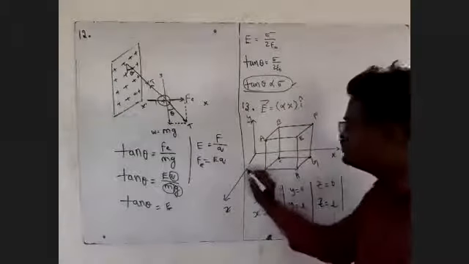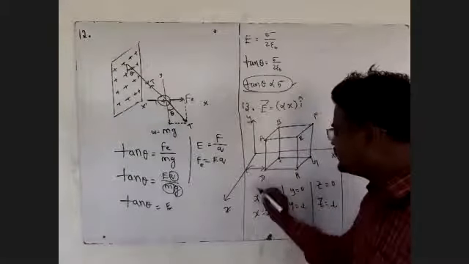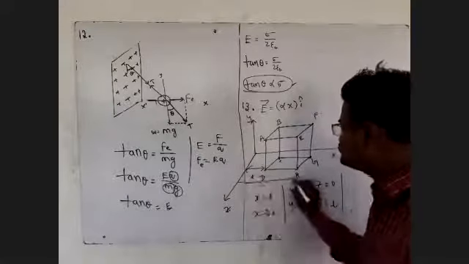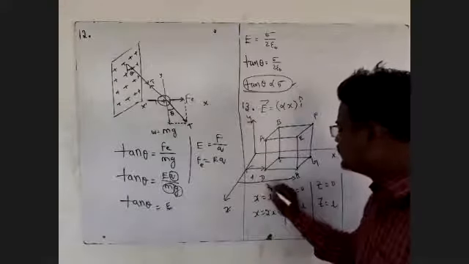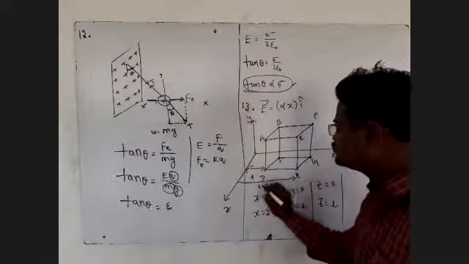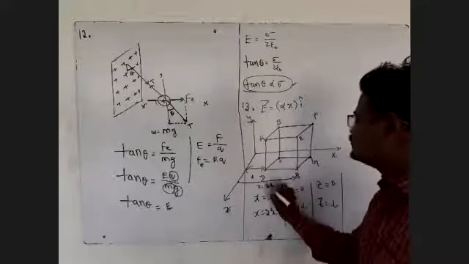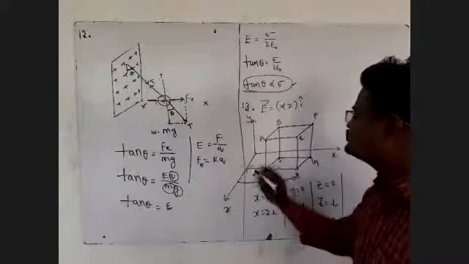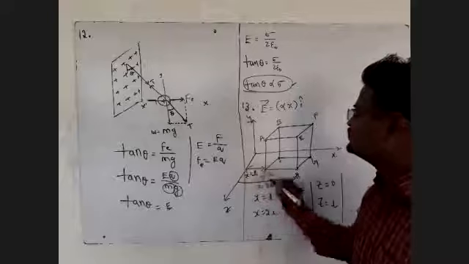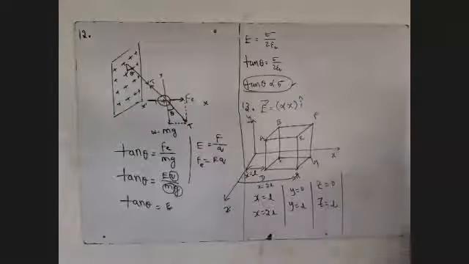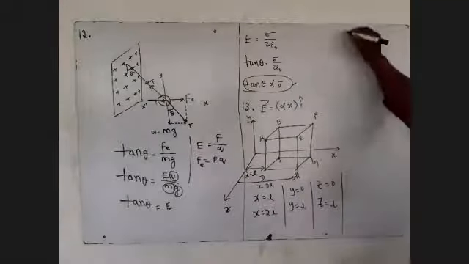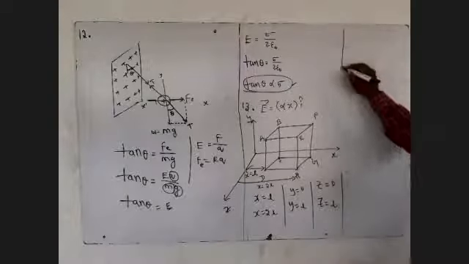From here to here the length is L. From here to here the length is 2L. From here to here, x is equal to L. This is the given data. Okay, so what do we have to find out?